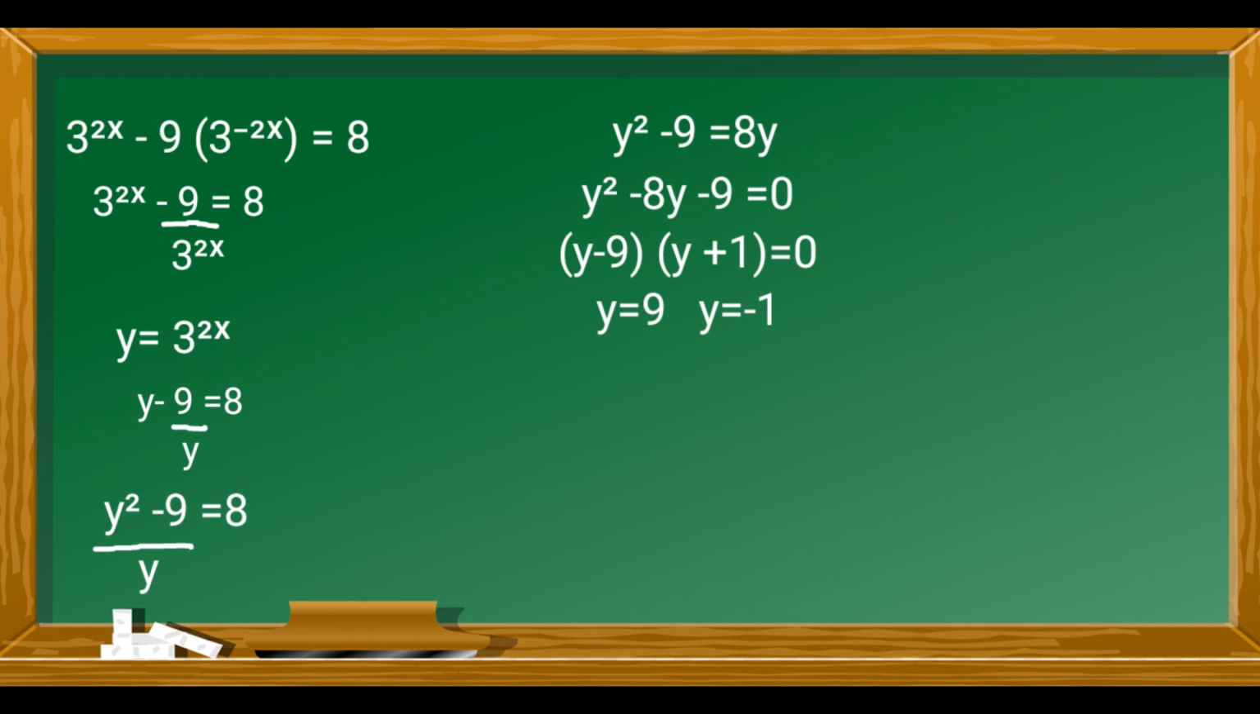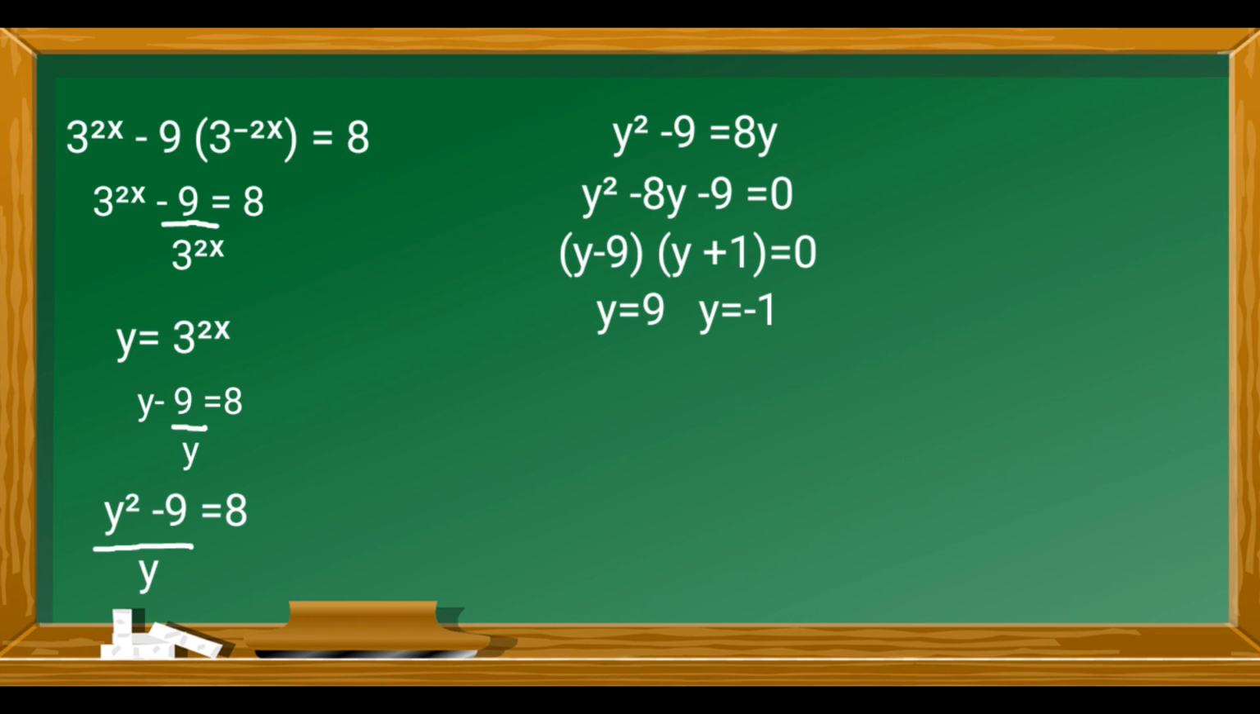So this is a quadratic. We can solve the quadratic. We factorize: y minus 9 in brackets multiplied by y plus 1 equals 0. So y is equal to 9 and y is equal to negative 1.